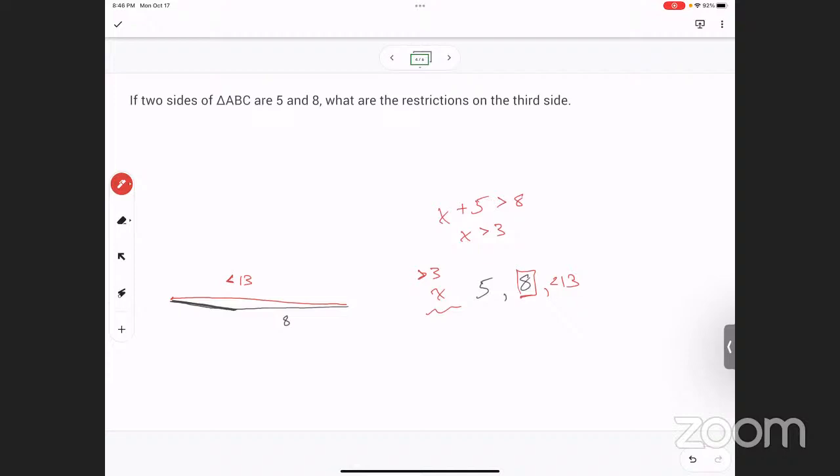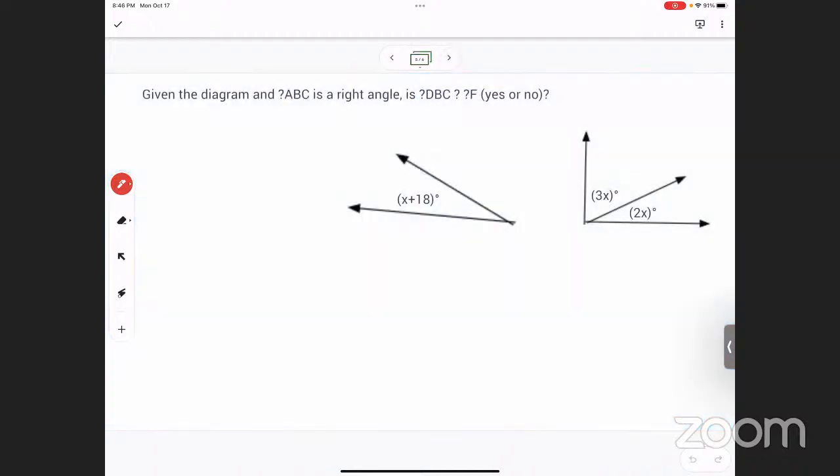The shortcut is you just add the two numbers together, and that's the max part. And then you subtract the two numbers, and that's the min part. So it's actually an easy thing to do, but I figured it would be good for you to understand. Questions about that? Are you good? Nope, I'm good. All right.